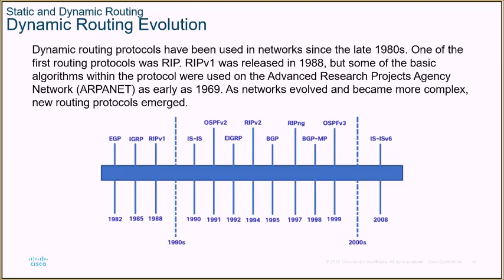As networks evolved and became more complex, new routing protocols emerged. So basically, IGRP, RIP, IS-IS, OSPF version 2, and so on, have all come out. RIP version 2 is certainly the better one. RIPng is actually RIP version 2, but for IPv6. Now, BGP is what's used on the internet. Multi-protocol means that it also supports IPv6. And OSPF version 3, again, supports IPv6. Took them a while to bring out IS-IS for IPv6, apparently.